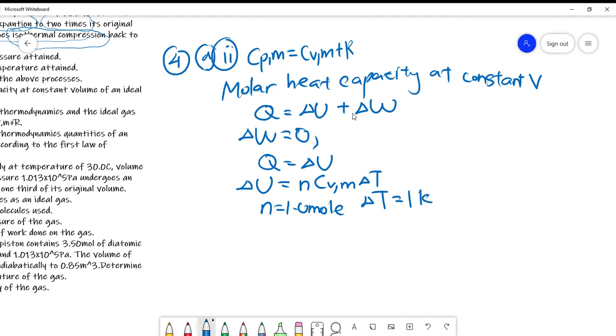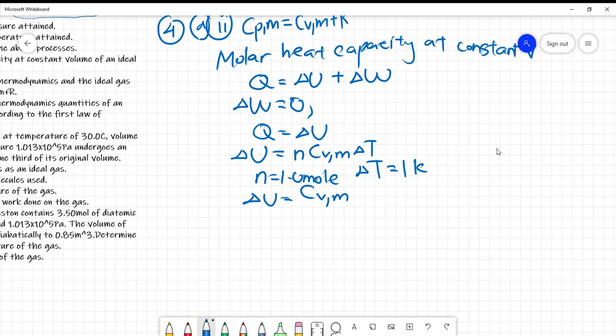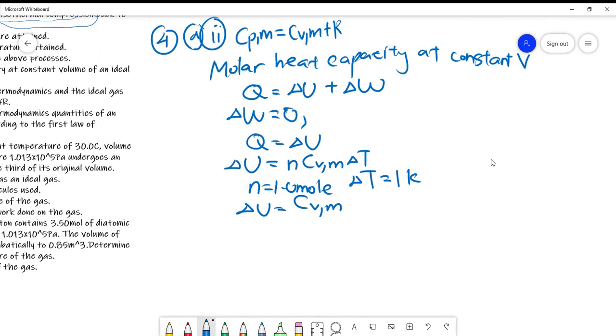So what I can do is sub all this as 1. So what I get for final internal energy is basically CVM. So this is the molar heat capacity at constant volume for 1 mole of gas, which is raised by 1 Kelvin in terms of temperature. Okay, so this is the first information that we need.